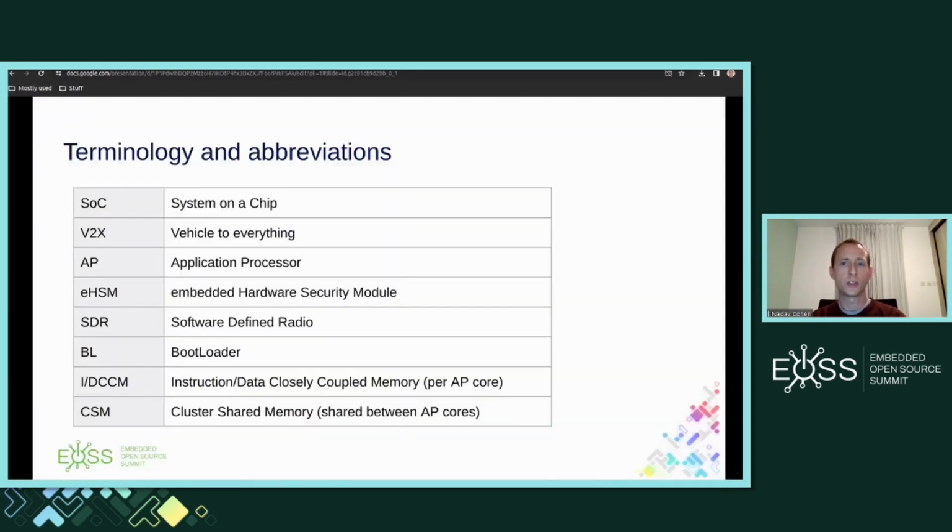Here is a list of terminology and abbreviations that I'm going to use during this talk. SoC, System on a Chip. V2X, Vehicle to Everything. AP for Application Processor. EHSM for Embedded Hardware Security Module. SDR for Software Defined Radio. BL for bootloader. I or DCCM for instruction or data closely coupled memory that we have per AP core, and CSM, which is cluster shared memory, which is shared between the AP cores.